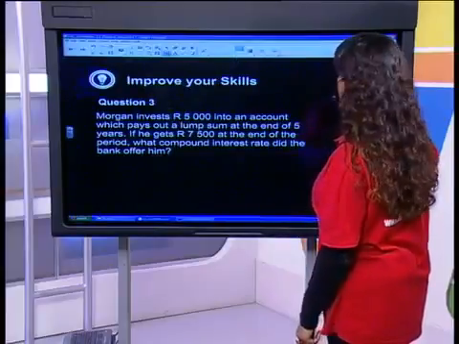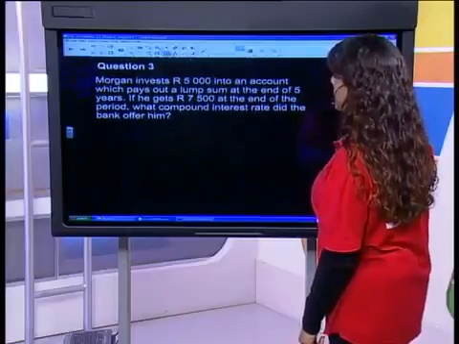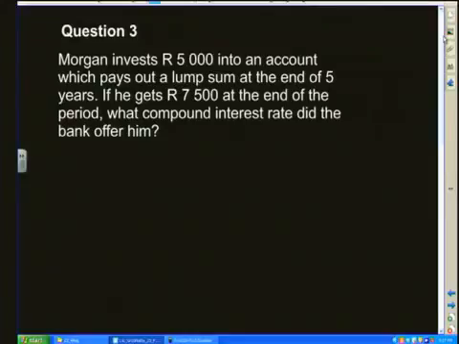And this time we're looking at some compound interest. Here we're told that Morgan invests, and we're going to do the same thing as we did before, guys. We're going to list the values for A, I, P, and N, and let's have a look at what they're looking for. So Morgan invests 5,000 Rand, so therefore P is equal to 5,000, into an account which pays out a lump sum at the end of 5 years. So N is equal to 5.